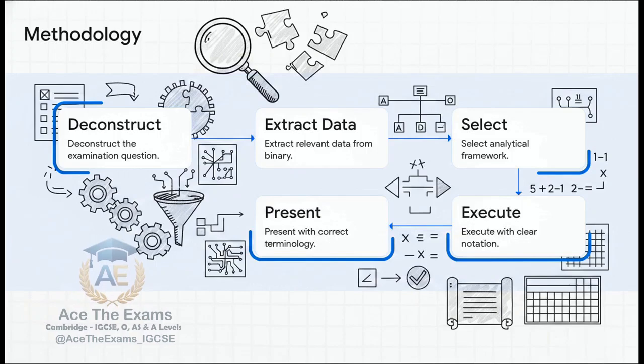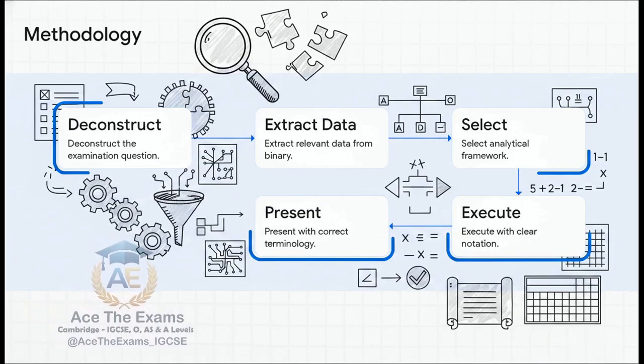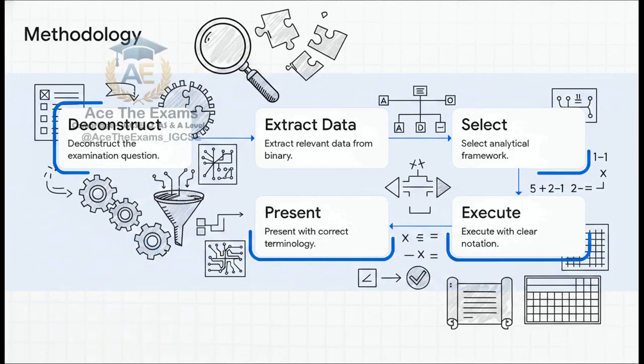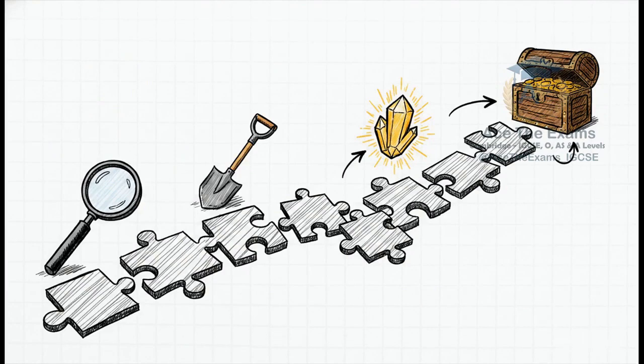Execute the logic with extremely clear notation. Step 5. Present the final table with correct, syllabus-approved terminology. Algorithmic thinking requires this exact decomposition. If you skip a step, you leave method marks buried in the dirt. This is where the strategy really, truly pays off. Remember, marks are heavily awarded for the process.